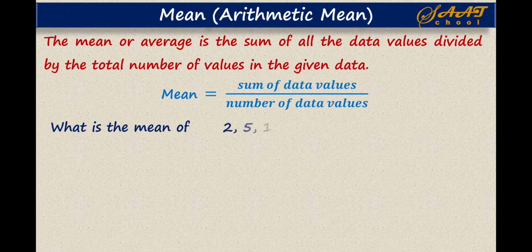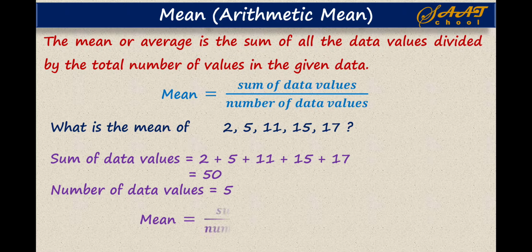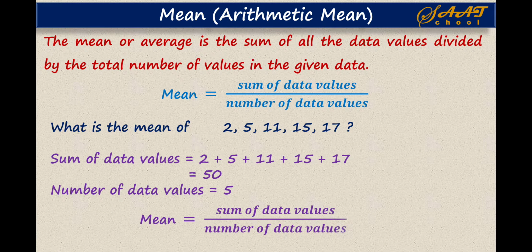We have to find the mean of 2, 5, 11, 15 and 17. So to find mean, the first thing is to find the sum of values. Here in this case, we get the sum equal to 50. The second is the number of data values, that is the number of items. Here we have 5 data values. That's why the number of items is 5. Now the mean is the sum of data values divided by the number of data values, which is 50 by 5, and that is eventually 10.